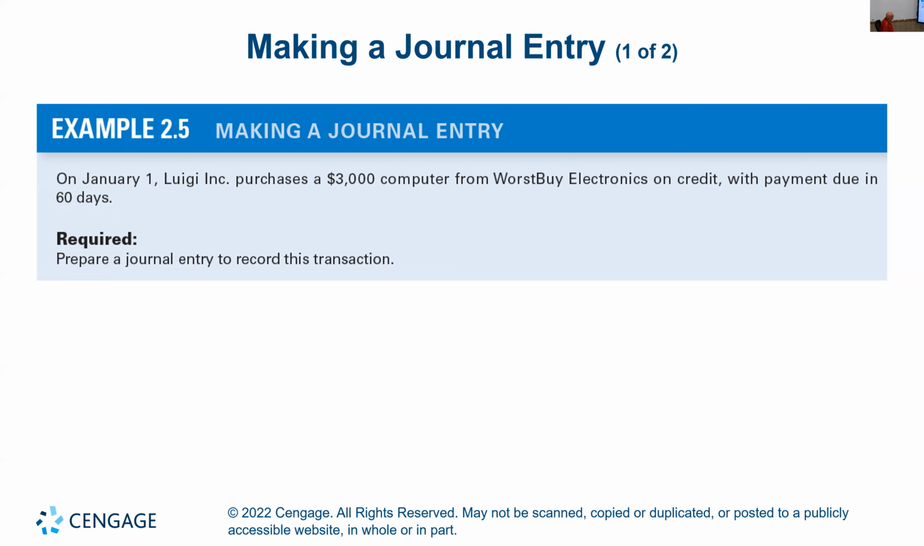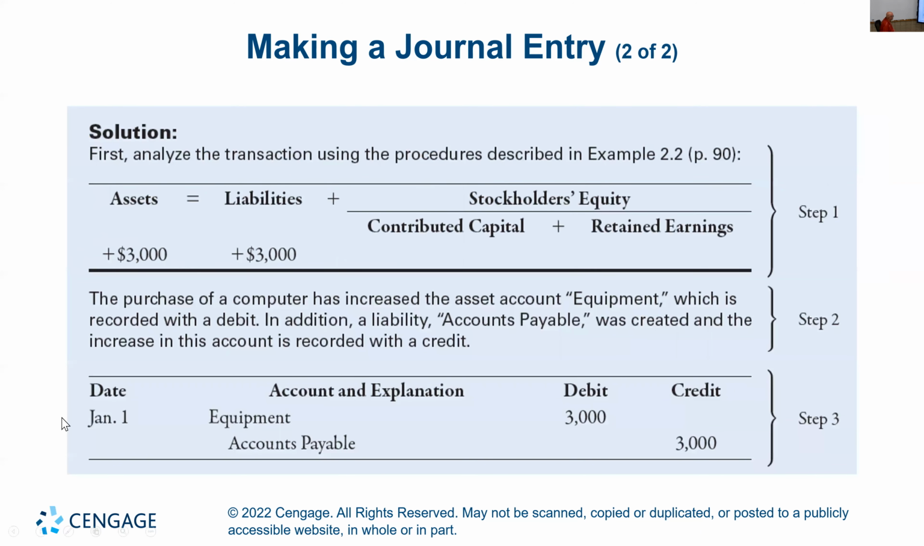Okay, so if we were going to journal this transaction, it would look like this down here on the bottom. We would have our date, the account and explanation, equipment. Debits are always listed first, okay? And it's going to be butted up against the line. Imagine if they have lines right here for the date, the account explanation, the debit and the credit. It's always butted up against there.